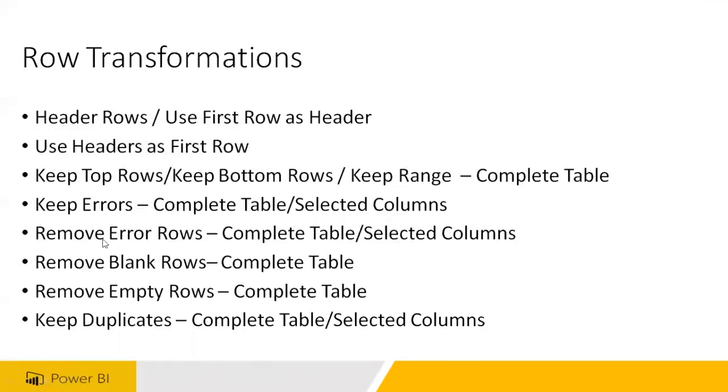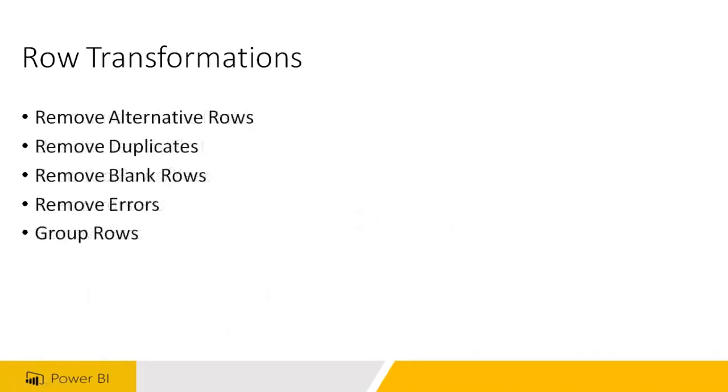So keep errors, remove errors, remove blank rows, remove empty rows, right? Empty means I'm talking about completely blank. Keep duplicates. Some of them can be done on only a selected column. Some of them can be done on the complete tables, right? So like that, remove alternate, remove duplicates, remove blank rows, remove error rows, all of them you will be able to do.